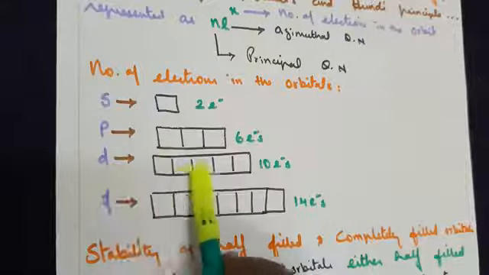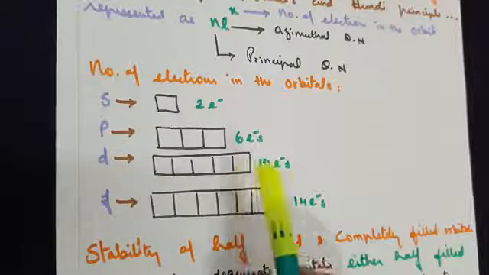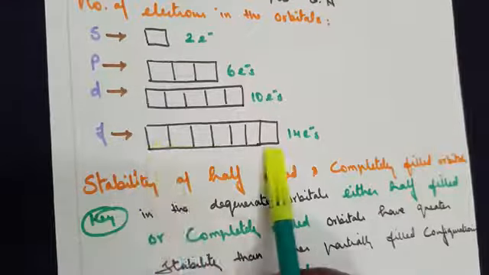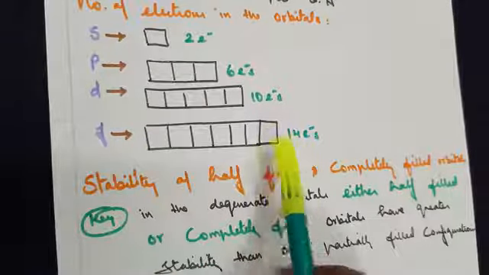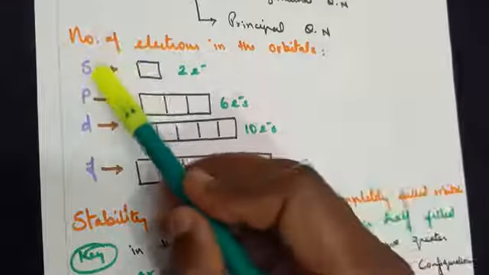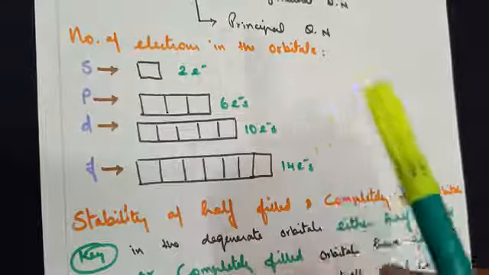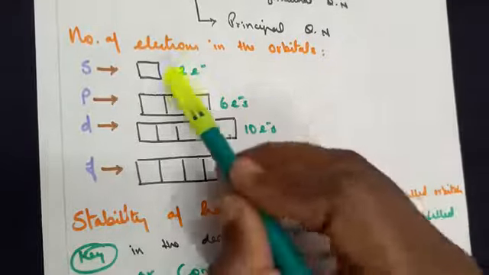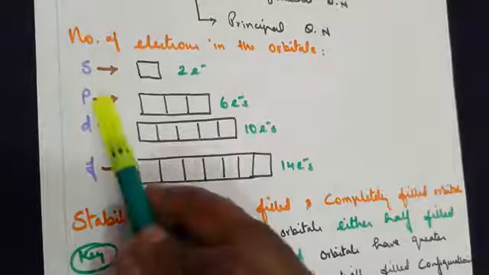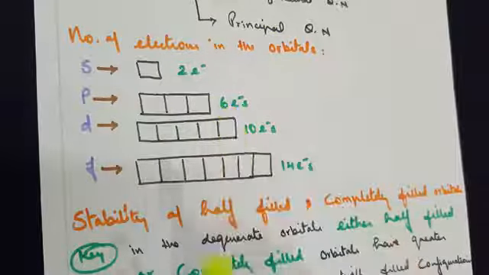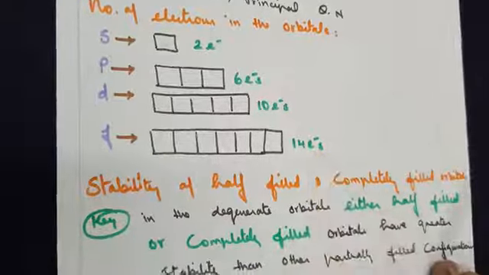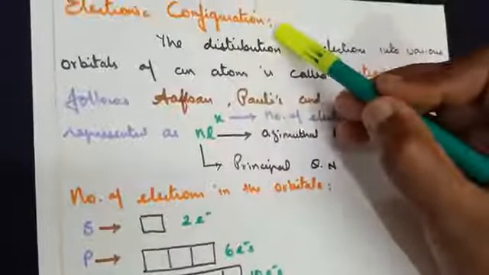In case of d, 5 orbitals are available, each with 2, so 5 twos give a maximum of 10. For the f orbital, 7 degenerate orbitals are available, each with 2, so 7 twos are 14. So all you need to remember is, when you write the electronic configuration, if you are writing 1s, 2s, 5s, 7s, the s orbital can have a maximum of 2; you should not exceed that. The p orbital can have a maximum of 6 electrons, the d orbital a maximum of 10 electrons, and the f orbital a maximum of 14 electrons. This is in terms of electronic configuration.